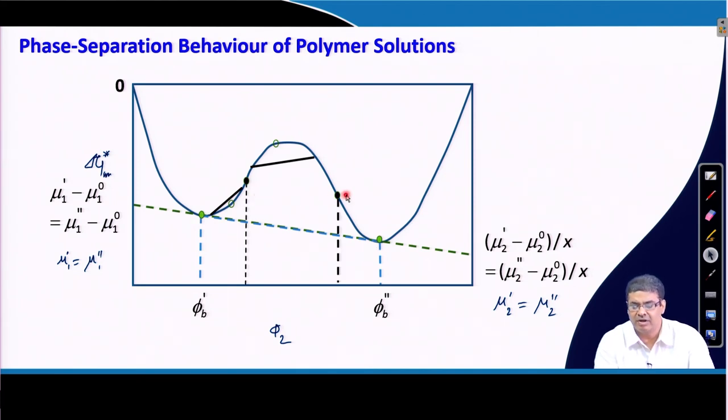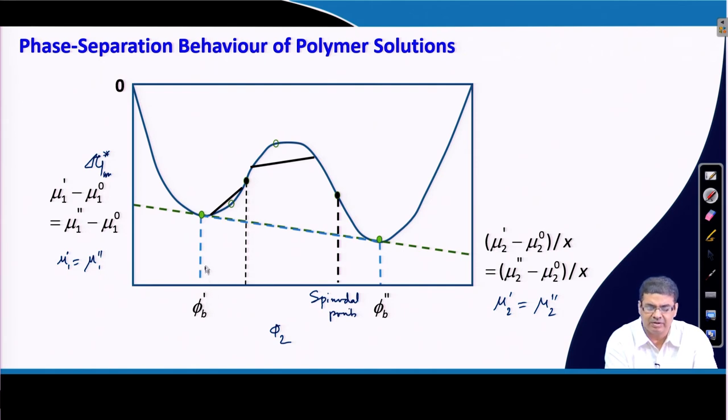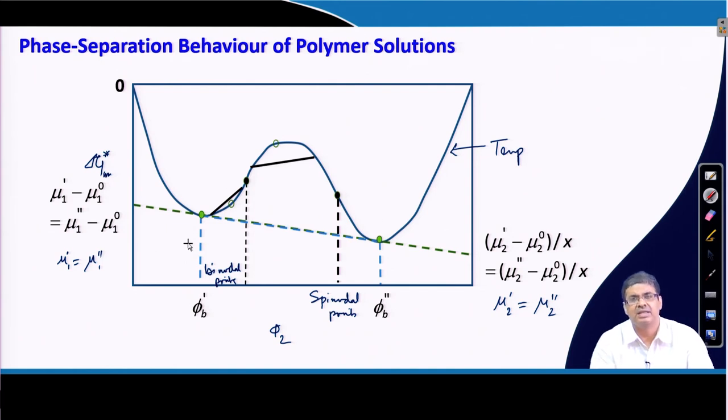These points we call spinodal points, and these two equilibrium points we call binodal points. Similarly, this is also a binodal point. Now, this is for a particular temperature. If we increase or decrease the temperature, obviously the nature of this curve will change. Let us consider how it can change and what the effect of temperature will be on these binodal points and spinodal points.